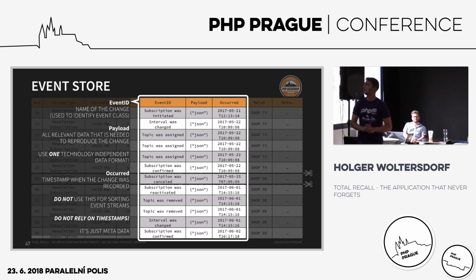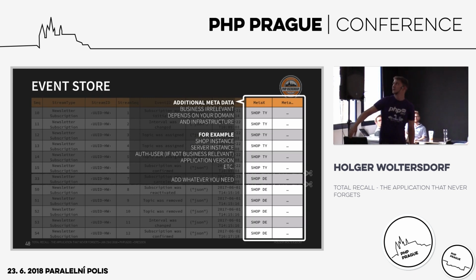And we have a timestamp of when the event occurred. But do yourself a favor, do not rely on timestamps for sorting, because you can have events that occurred at the same time, because you have a distributed system, or if you have two servers that have different time zones or different time settings, you cannot rely on timestamps. So that's why we have this stream sequence and the global sequence for sorting.